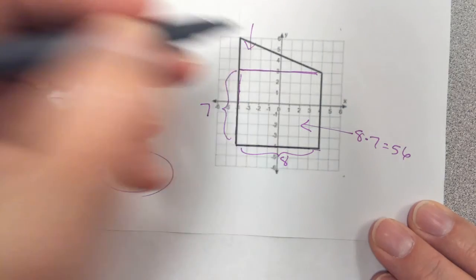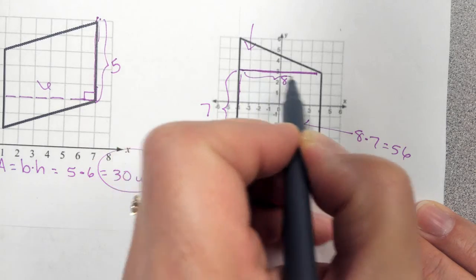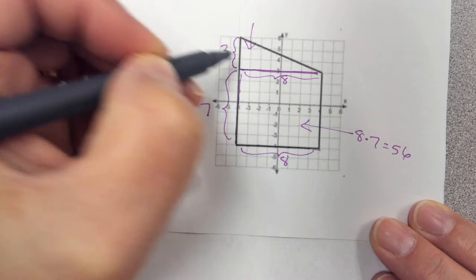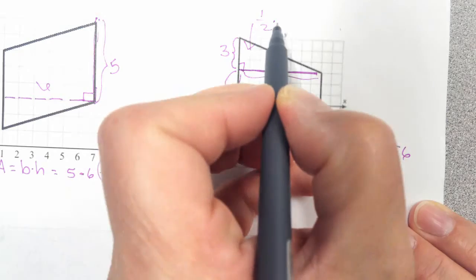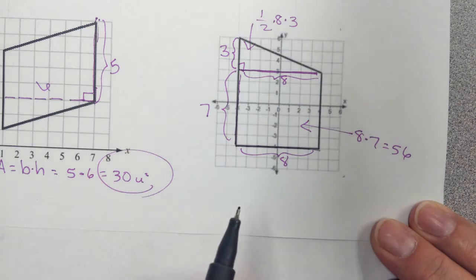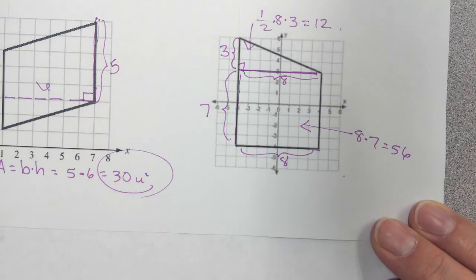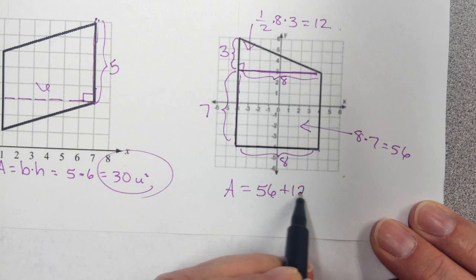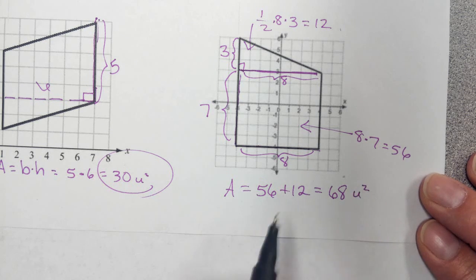For the triangle section, we have a base of 8. It's going to be the same as that bottom side was. And a height of 1, 2, 3, with a right angle between them. So 1/2 times 8 times 3. Half of 8 is 4. 4 times 3 is 12. If we add the two parts together, area equals 56 plus 12, which is 68 square units.